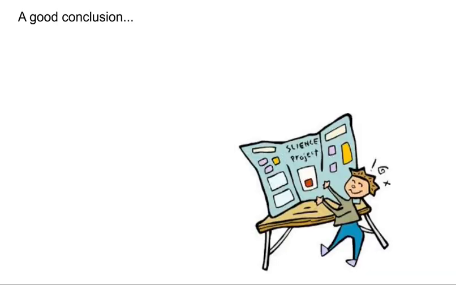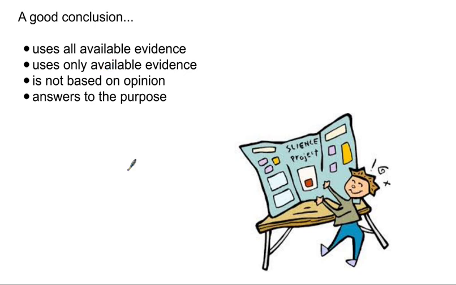When you go to write a good conclusion, it uses all of your available evidence. It uses only the available evidence. And the available evidence is what you came up with in your background information, and it's what you came up with when you got the data for your experiment. It only uses those things.